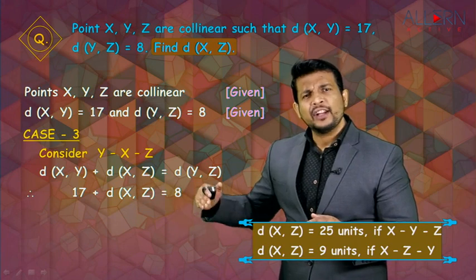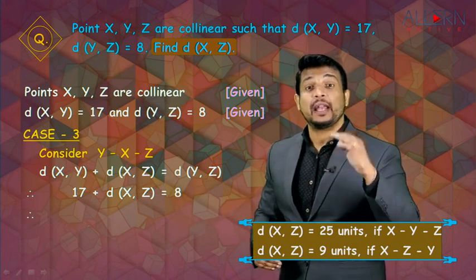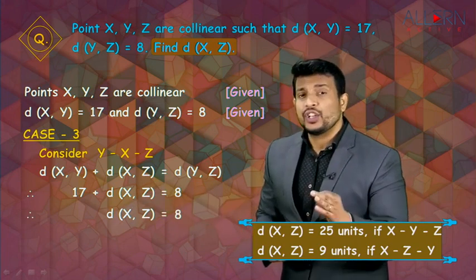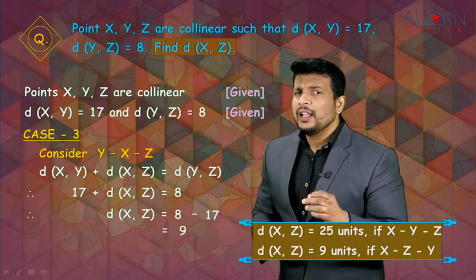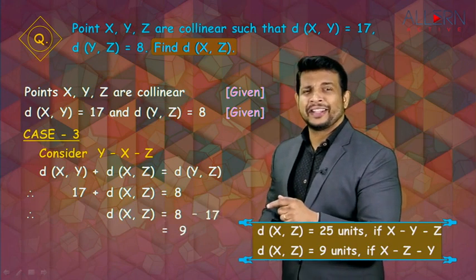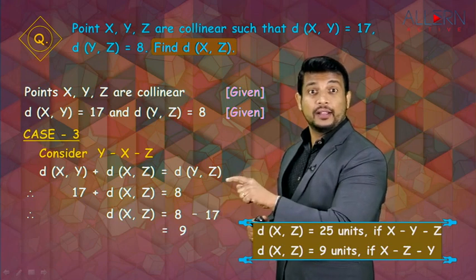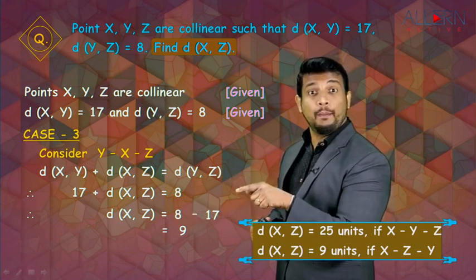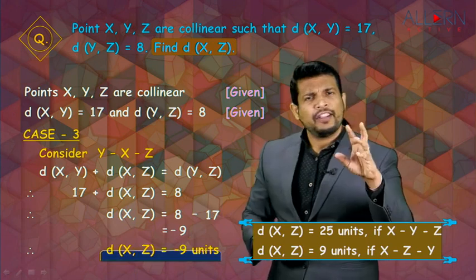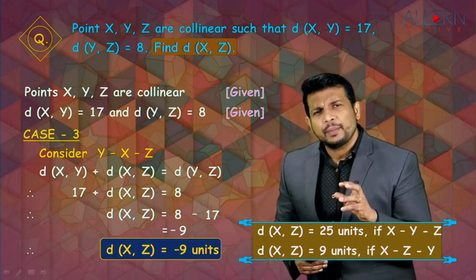So we take that 17 on to the other side. We get minus 17. That means distance between X and Z is equal to 8 minus 17. Now these are different signs. So subtract 17 minus 8 gives us 9 and put the sign of the bigger number. That means it is minus 9. So what are we getting? Distance between X and Z is minus 9 units.